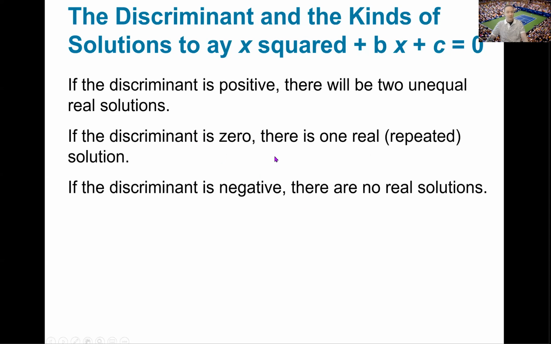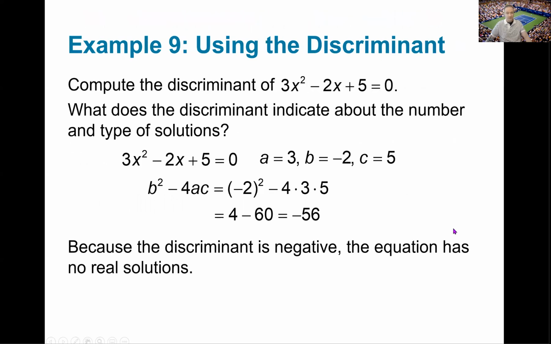But for right now, you can just say if the discriminant's positive, there's going to be 2 real solutions. If the discriminant is 0, 1 real solution. If the discriminant is negative, there's no real solution. Square root of a negative number is going to give you imaginary solutions. Now, in order to see that in action, what if I just ask you to compute the discriminant of 3x squared minus 2x plus 5? I'm not asking you for the solutions. I'm just asking you for what type of solutions there would be.